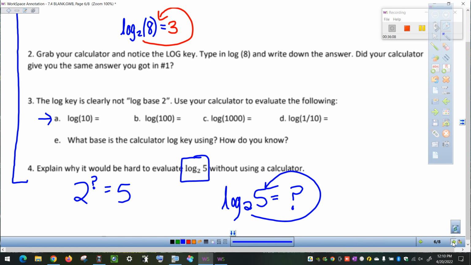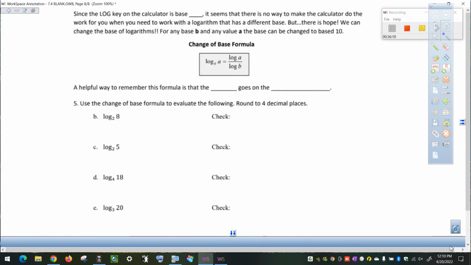So we're going to talk about, well, how could we do that on the calculator? So if we have something like log base 2 of 5, we know that we can't just press the log key, because that's base 10.